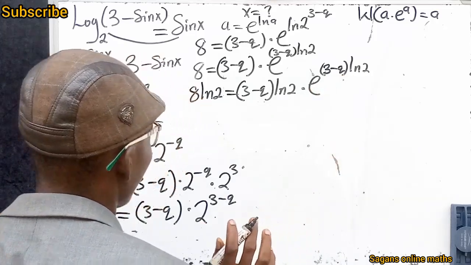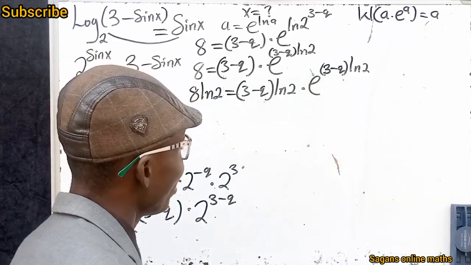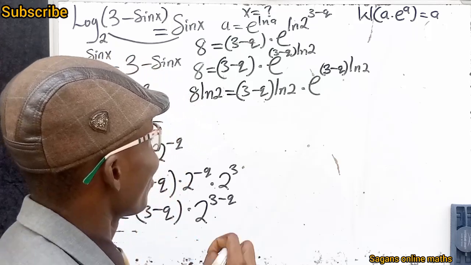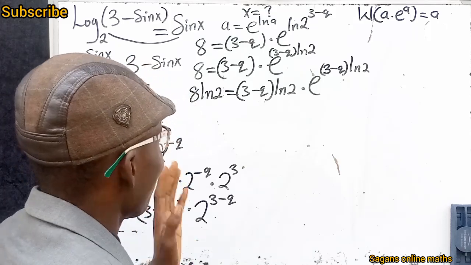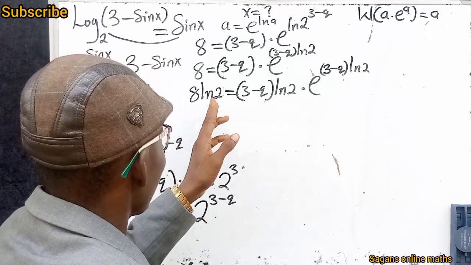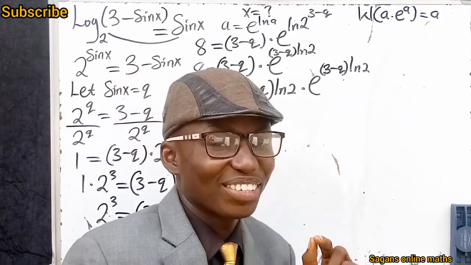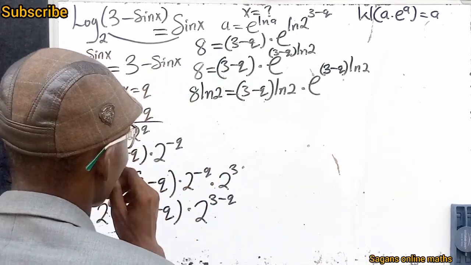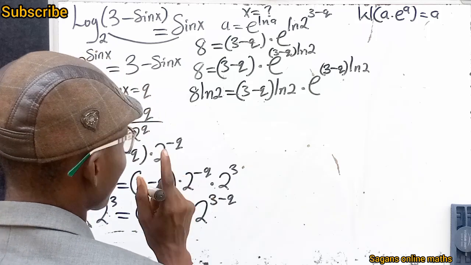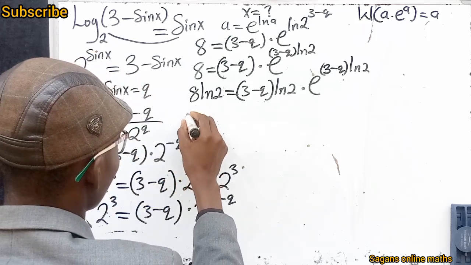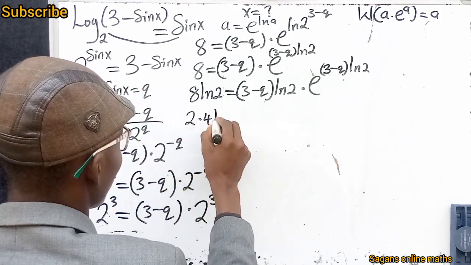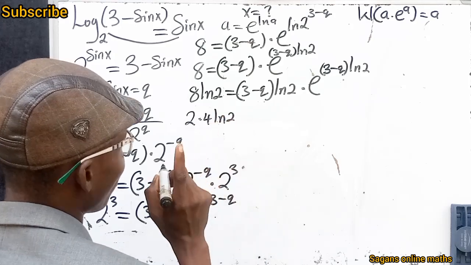Then we are okay. But I want you to understand that we can play a little on our left hand side, which is 8 ln 2. That's what I'm looking for. Look at what I'm going to do. Do you know that 4 times 2 is 8? So I'm not wrong if I write this as 2 times 4 ln 2. Not wrong. Do you know why I'm doing this?